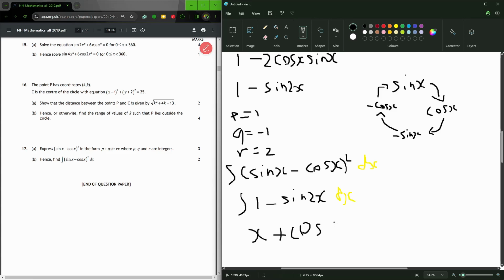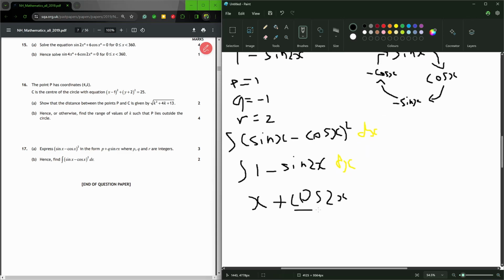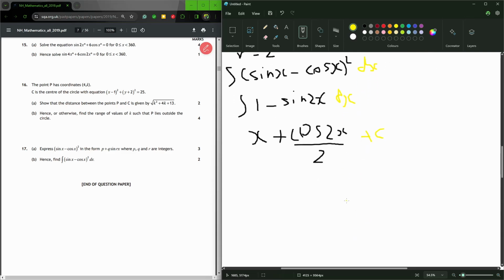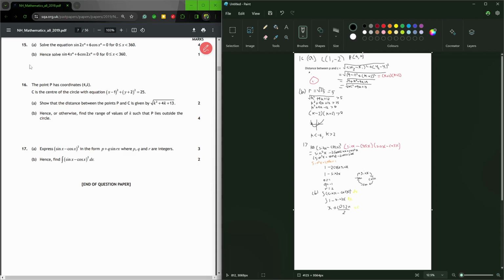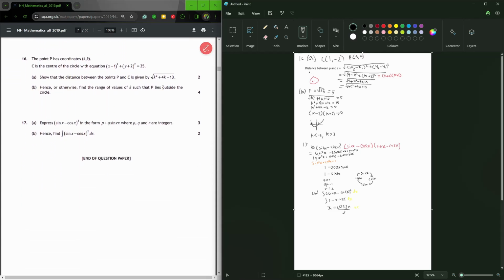But there's one thing you do need to do. Remember, 2x is in brackets, so we need to do the chain rule and divide this by 2. And don't forget, it's an indefinite integral, we don't know the limits, so we need to add plus c. That's looking good so far, and it's the correct answer. So there you go. That was the entire non-calculator paper.